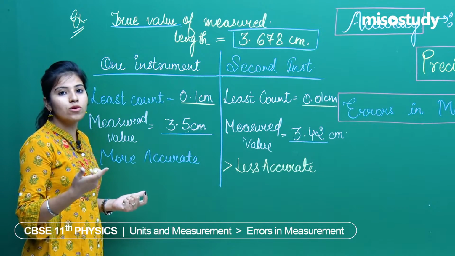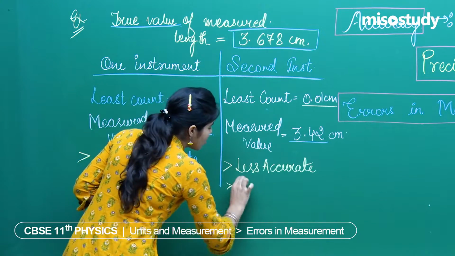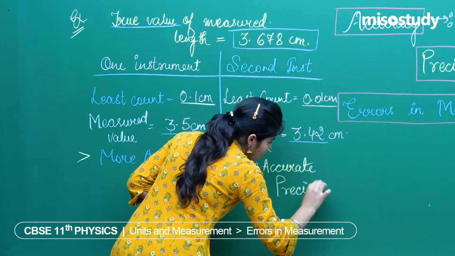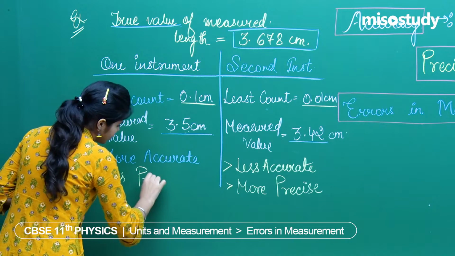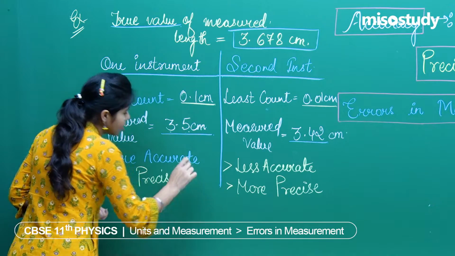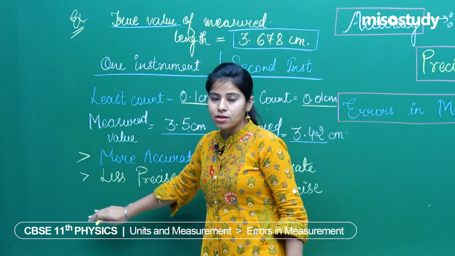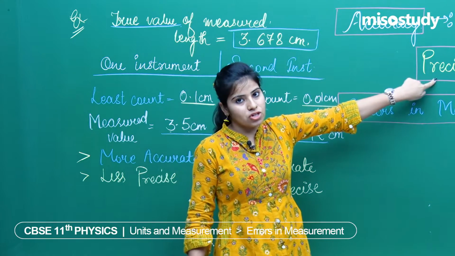So which instrument would be more precise? Second one. So this instrument is more precise, whereas this would be less precise. So you would be seeing the instrument which can be more accurate but less precise. So this was the difference between the accuracy and precision.